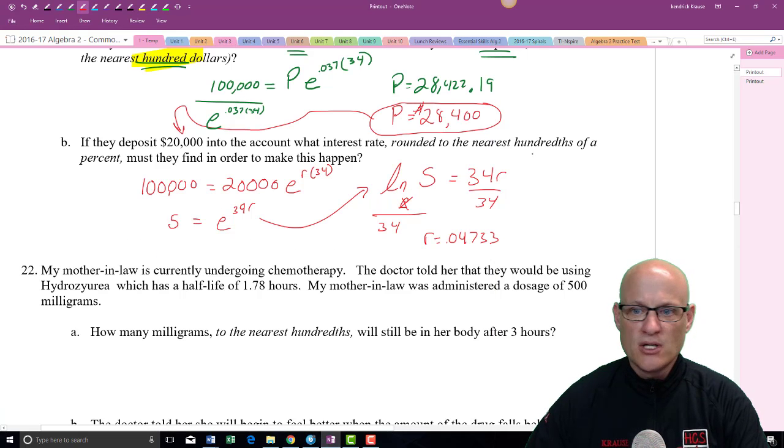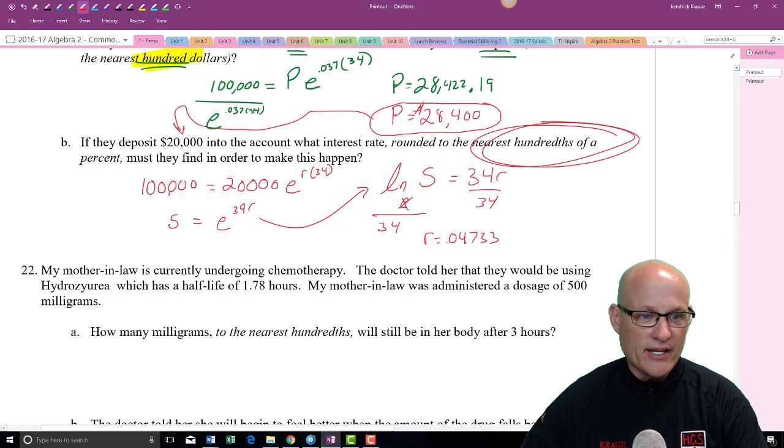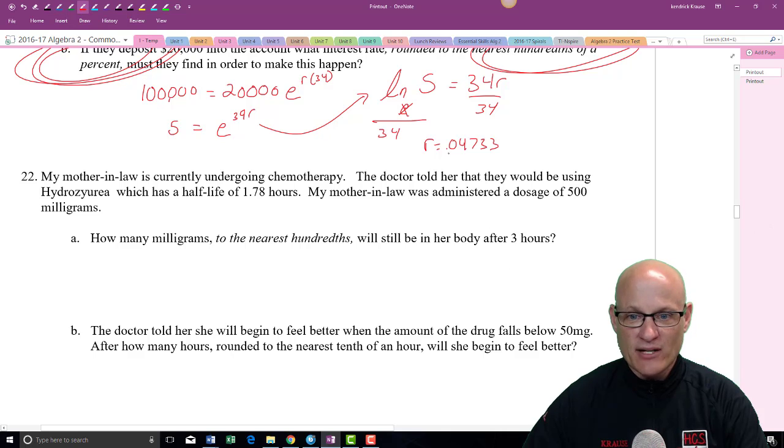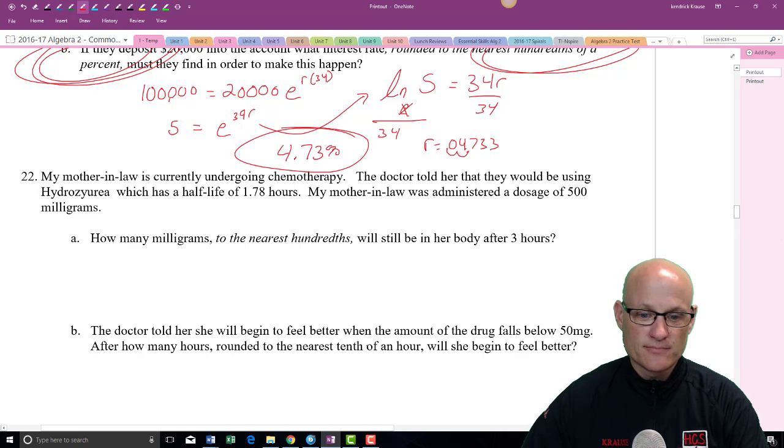Now you got to be careful. What does it ask for? The nearest hundredth of a percent. See, I got to turn this into a percent first. Once, twice. So it's 4.73%. And that would be the answer.